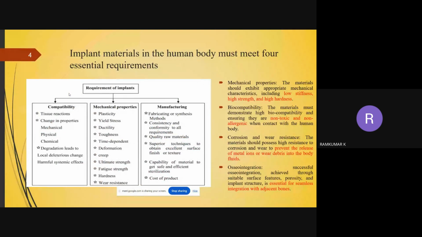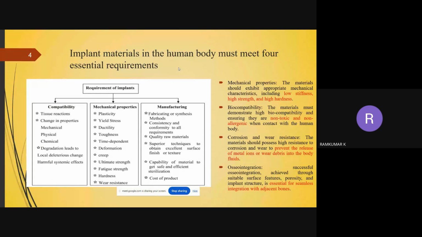The next one is about implant materials. Materials in the human body must meet the following essential requirements. First one, let us see with this diagram. It is about compatibility. In compatibility, the tissue reactions: the implant which you are placing inside the body should react well with the tissues. In that way, the material should be made. The next one, change in properties. The material should change with respect to mechanical, physical, and chemical. The next one is degradation. It should not be harmful to the systems.